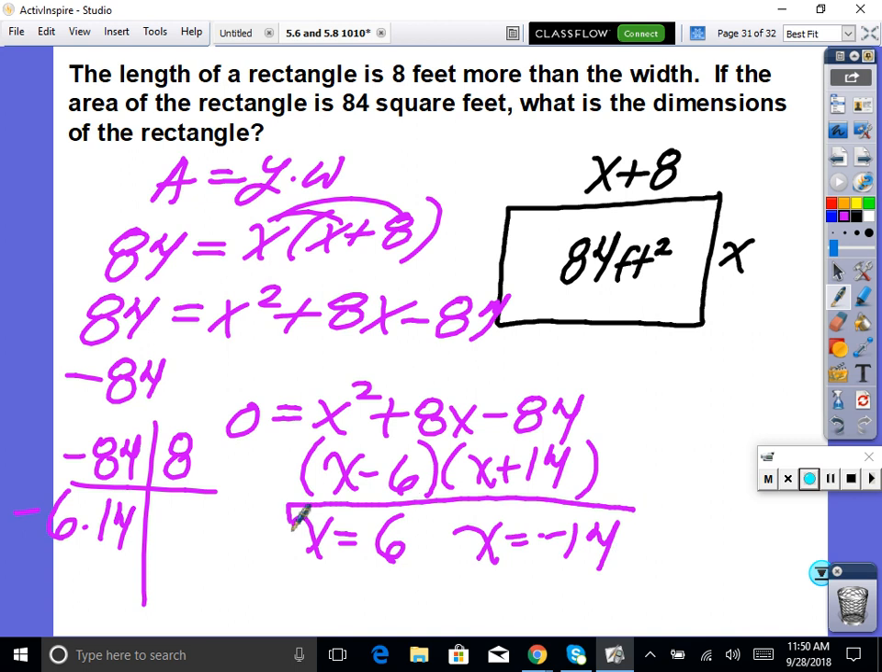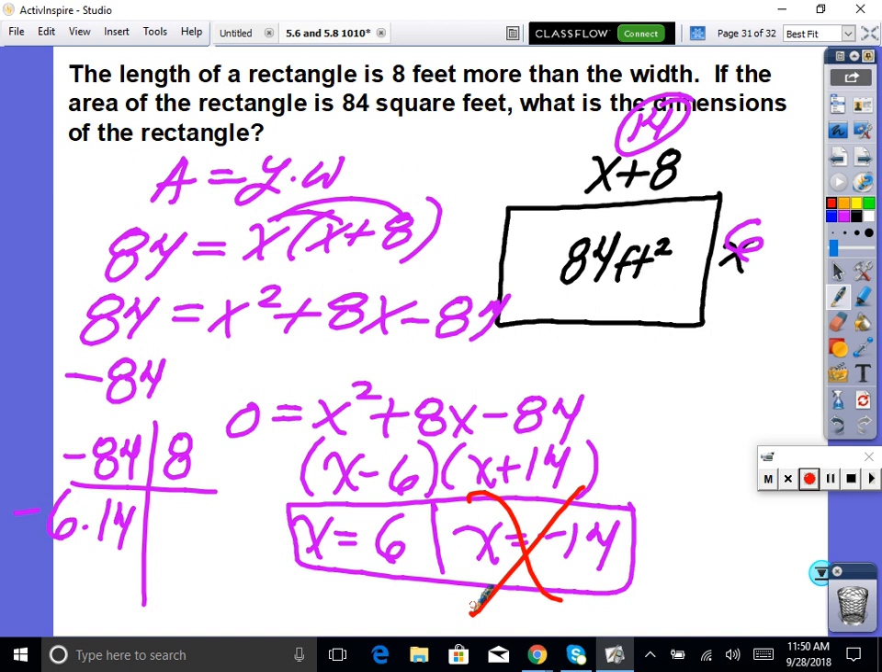Okay, so those are our solutions, but we got to be careful here. So we know that x equals 6, that will work. Look, couldn't we have a 6 here? If that's 6, this will be 14. We have a 6 by 14. Now, x equals negative 14. Are we ever going to have a negative side length? No, so even though this answer is correct, for a story problem, that would not even make sense to have a negative side length. So we throw that answer out.